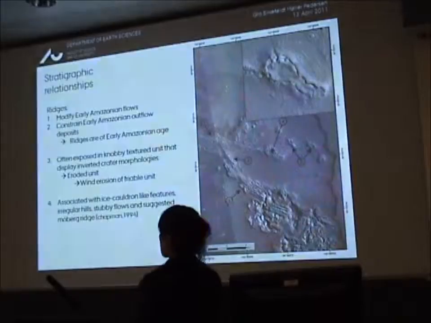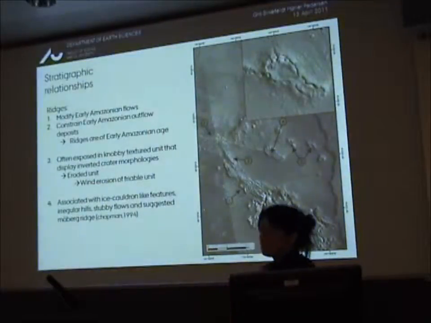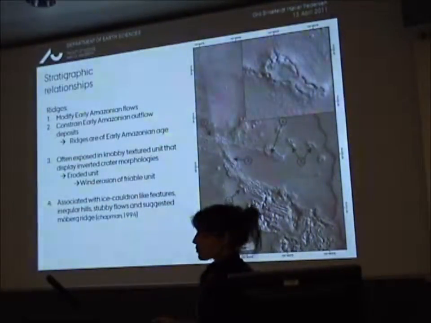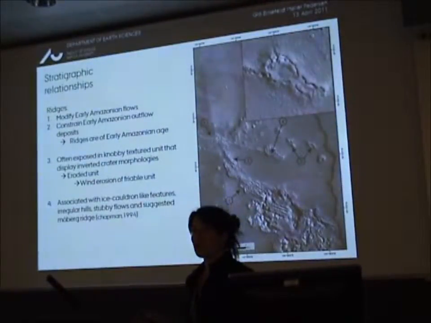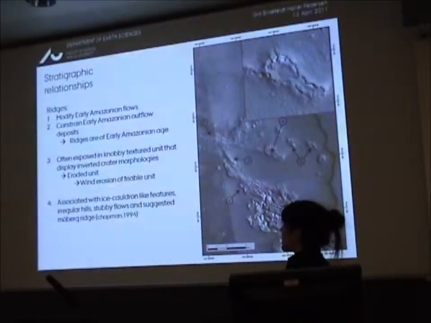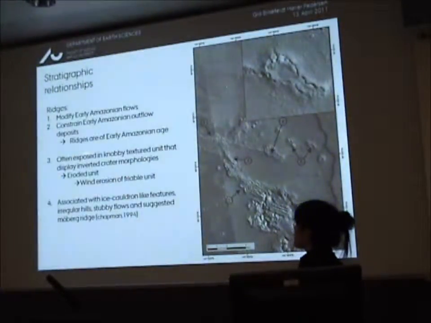So we suppose that these ridges are of early Amazonian age, and that's basically just a period in geologic time on Mars. We usually see the dikes exposed in an upper textured unit, where we have this kind of inverted crater morphology that I told you about earlier on. So that suggests some kind of possible wind erosion.